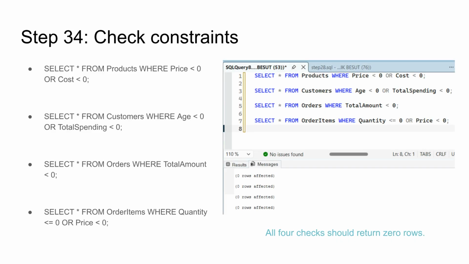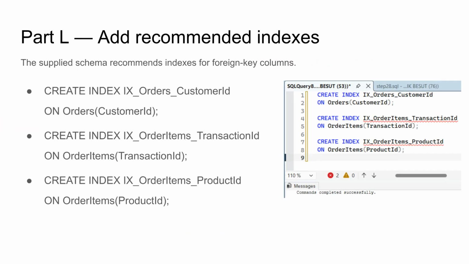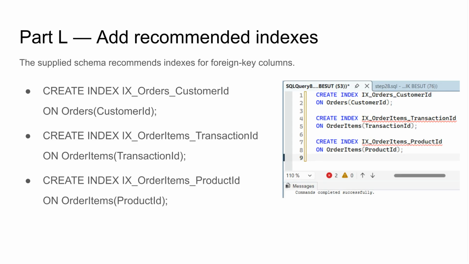Step 34 involves checking our database constraints. We verify that prices, costs, and ages are not negative. All these checks should return 0 rows. Finally, Part L covers adding recommended indexes for foreign key columns. This optimizes database performance and completes our import process.